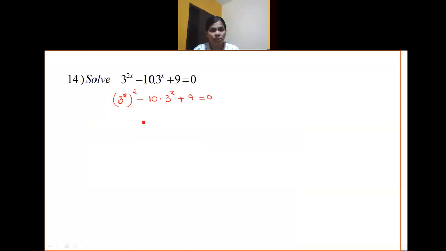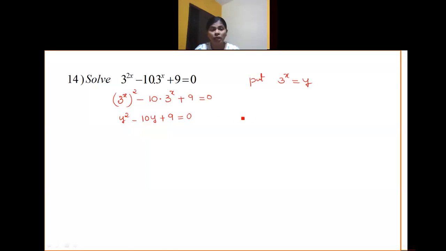Now, before proceeding to the next step, what I can observe here is 3 to the power x. So let me go for a substitution. Let me put 3 to the power x equal to some other letter, say y. So if I take 3 to the power x as y, I get y square minus 10y plus 9 is equal to 0. Clearly, we can observe a quadratic equation, which means we can perform the factorization.